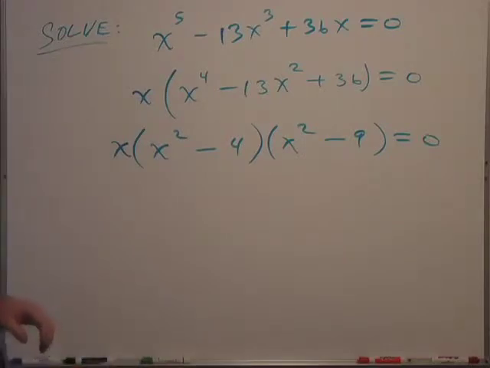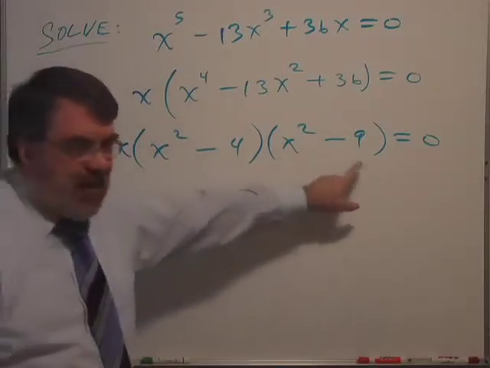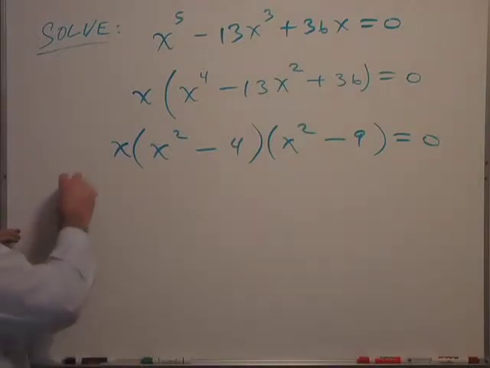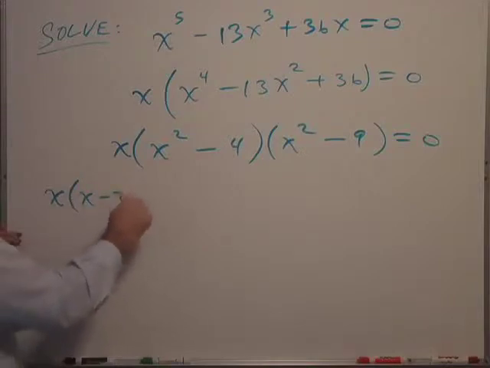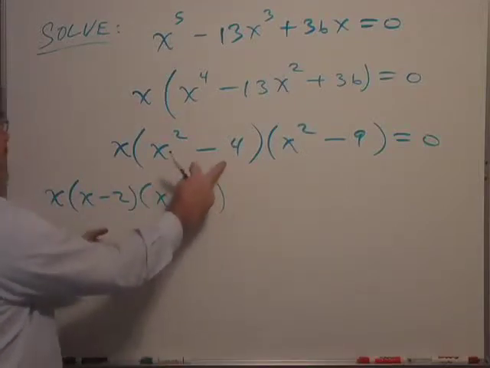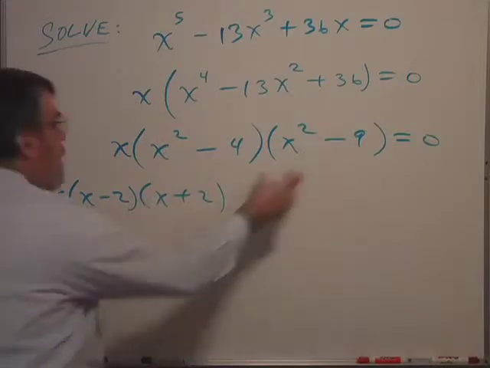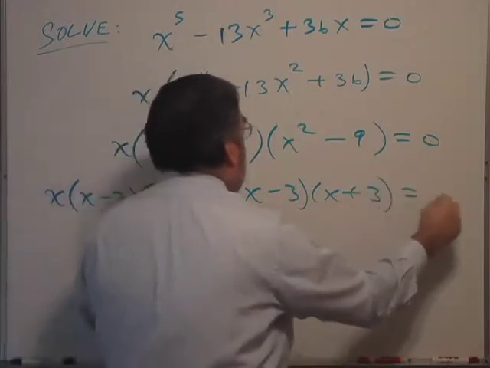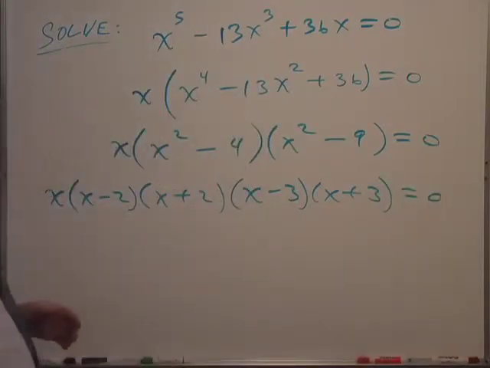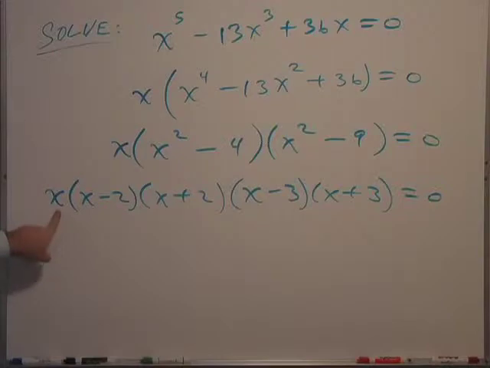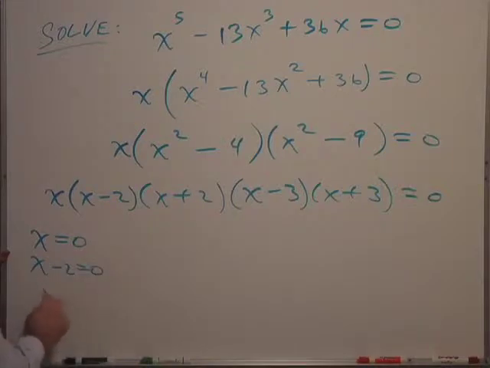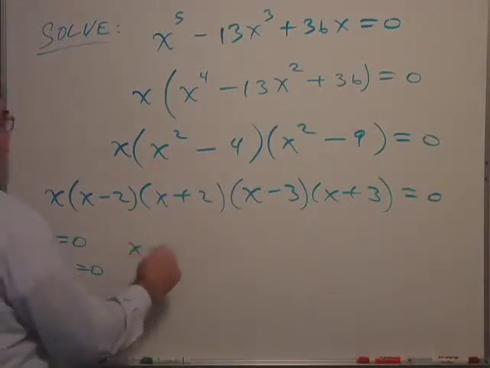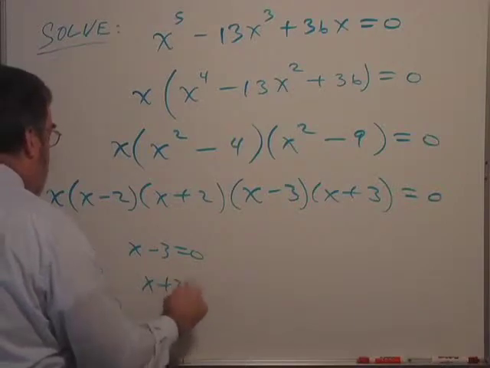Well, you can see that I rigged this problem because these also factor into difference of squares. So these difference of squares factor into conjugates. So I have x times x minus 2, x plus 2. And this factors as x minus 3, x plus 3. So we end up with actually 5 answers. If you set x equal to 0, let me write those out. x is 0, x minus 2 equals 0, x plus 2 equals 0, x minus 3 equals 0, x plus 3 equals 0.